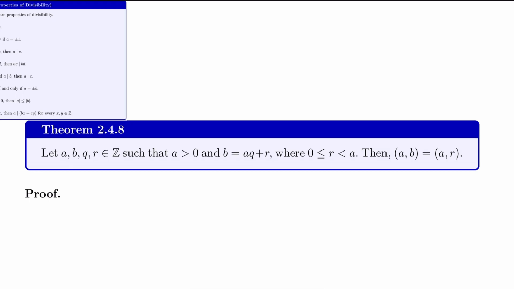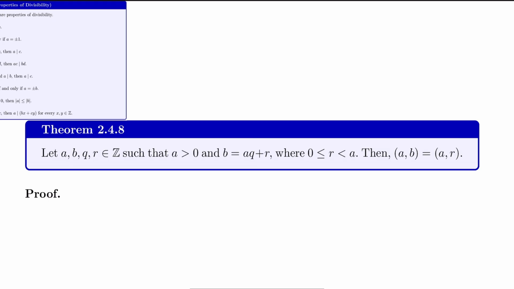Then what do we have? What happens to the greatest common divisor of a and b? The greatest common divisor of a and b will become the greatest common divisor of a and the remainder of b when b is divided by a.